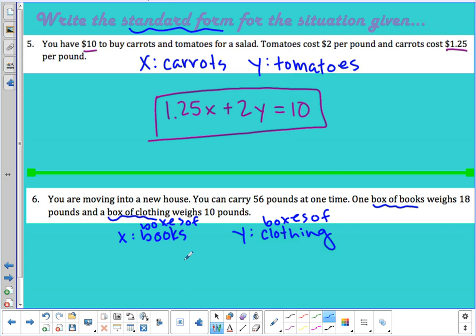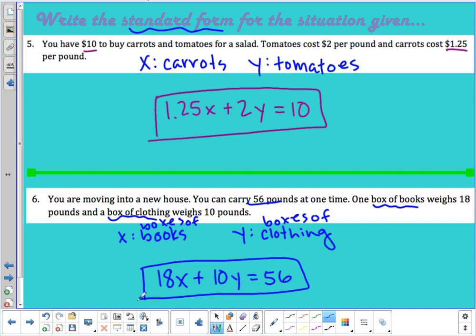So what I know is every box of books weighs 18 pounds, so that's 18 times every X. Every box of clothing weighs 10 pounds, so that's plus 10 times Y. The total you can carry is 56, and that is your standard form equation.